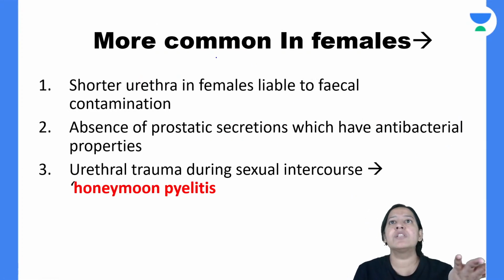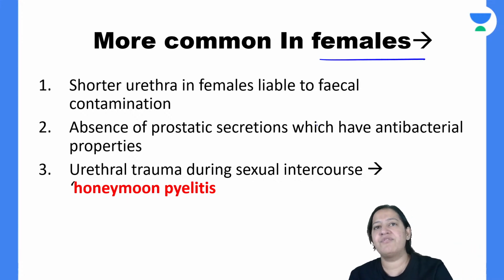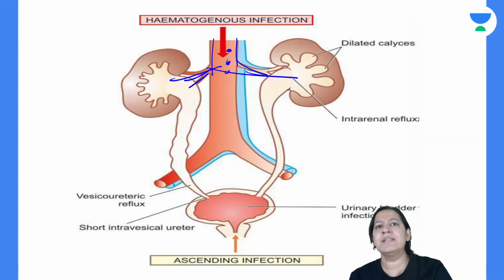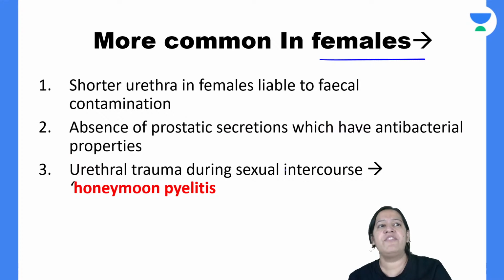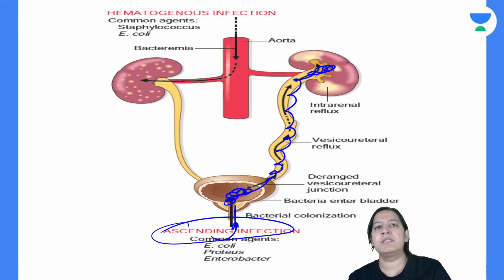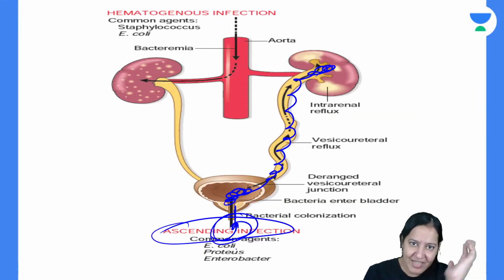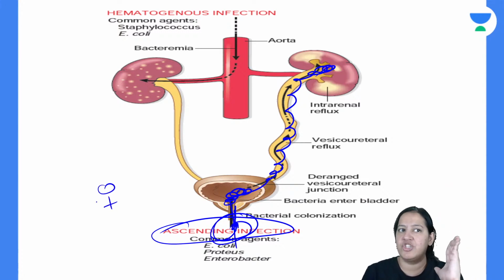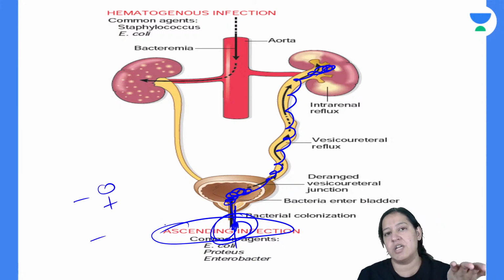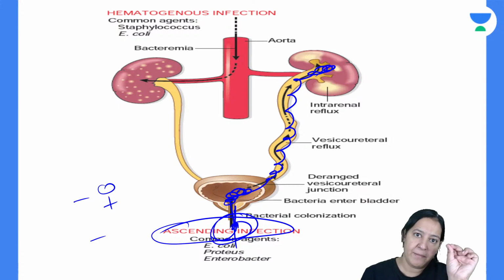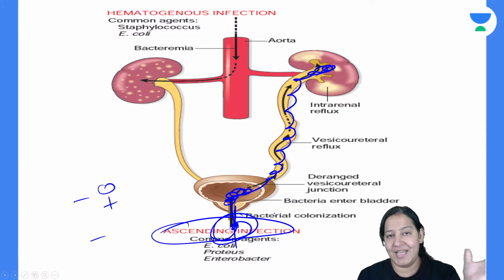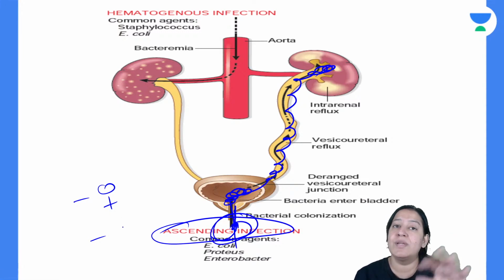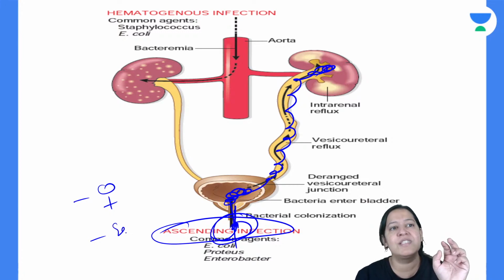Now the ascending route is more common in females. Why? Because in females the urethra is very short, so it can easily ascend. Number 2, due to sexual intercourse, sometimes females have injury over the urethra, and bacteria especially come to the injured region. So that is known as honeymoon pyelitis.